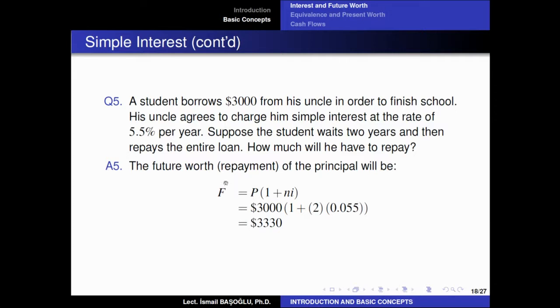Now, the future worth, the total amount of money that the student needs to repay to his uncle is 3,330. Now, this 330 is the interest amount, and because the initial principal is 3,000, a total amount of money, which is $3,330, is going to be repaid at the end of the 2 years under simple interest.